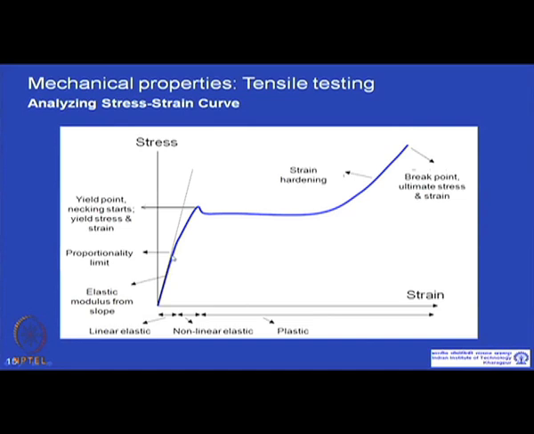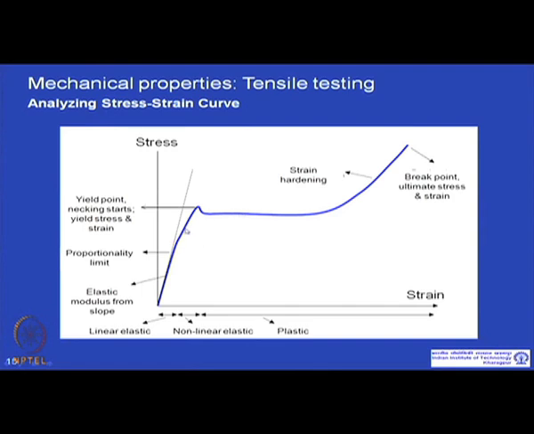This part is elastic, and from this slope you can get the elastic modulus of the material. This is the proportionality limit, and this is the point where yield happens. Yield means necking happens in the sample. Beyond this stress or this strain, the polymers start deforming permanently.